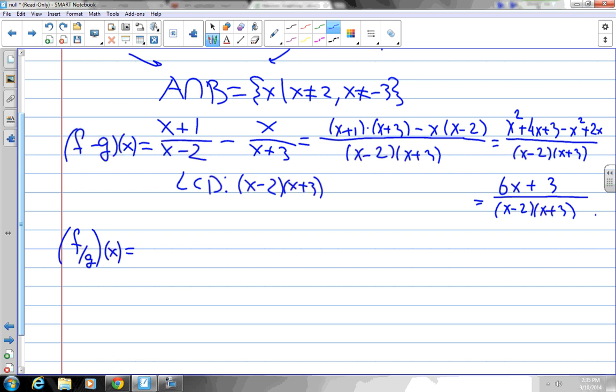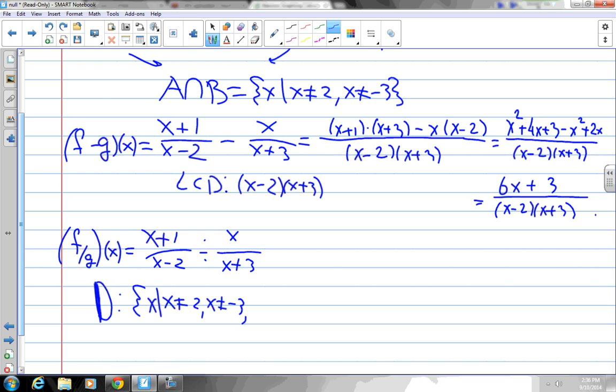But in this case, we're dividing f and g, so it's (x plus 1)/(x minus 2) divided by x/(x plus 3). Without doing any work, can you tell me the domain of that new function? You should be able to. Remember, the domain of the quotient is still the intersection. So x cannot equal 2, x cannot equal -3, and whatever makes the denominator function, whatever makes g equal 0.